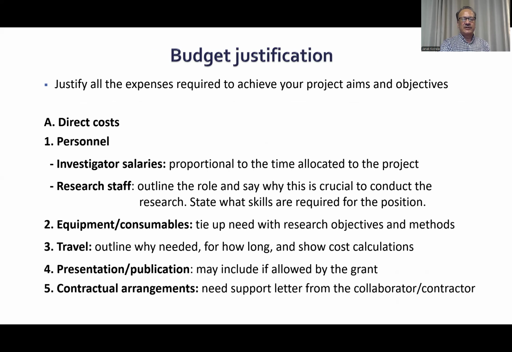So direct cost, personnel: how much and why the investigator salaries are needed, and what is the percentage of time given in terms of FTE. FTE means full-time equivalent. So if somebody is devoting 50% of their clinical time, that's considered 0.5 FTE, full-time equivalent effort. Research staff, similarly: why research staff are needed and how many, full-time, part-time, all those things should come under personnel. Next, equipment and consumables. Usually equipment is not supported by small grants, but if there is a need for equipment, it has to be justified and tied to the research objectives.